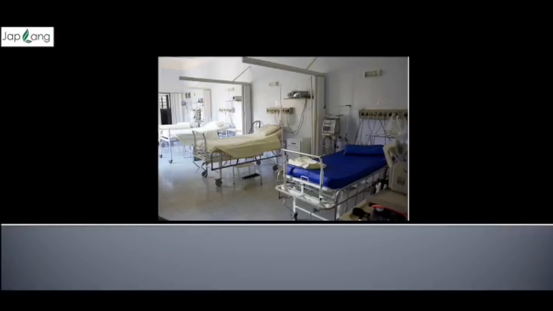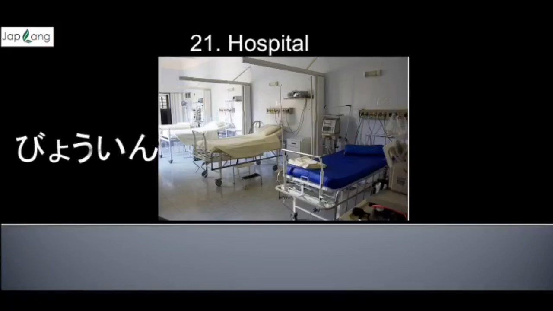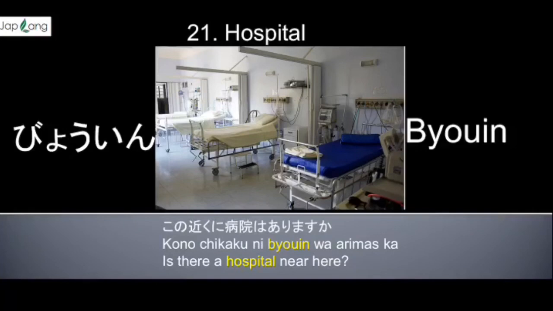Next is I think a hospital. Hospital in Japanese we call 病院. Japanese sound would be 病院. An example sentence will be この近くに病院はありますか? Kono chikaku ni byoin wa arimasu ka? Is there a hospital near here or nearby?